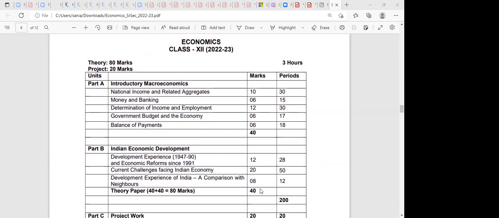Okay, so quickly, I'm giving you 5 minutes. Just write it down in your new notebook. Economics, 12th class, book 1, Introductory Macroeconomics, Unit 1, Unit 2, Unit 3, Unit 4, Unit 5, the marks, and your book 2, 3 units, the marks. Okay.